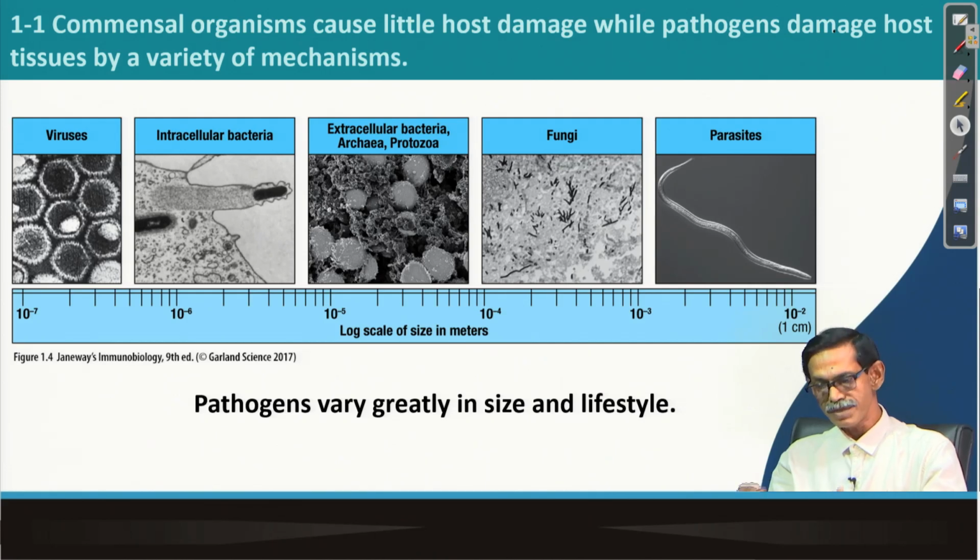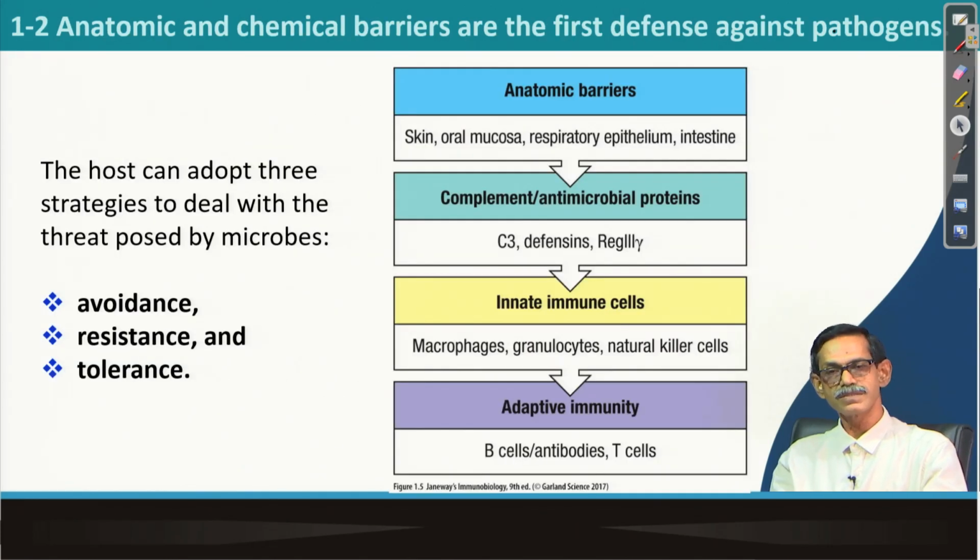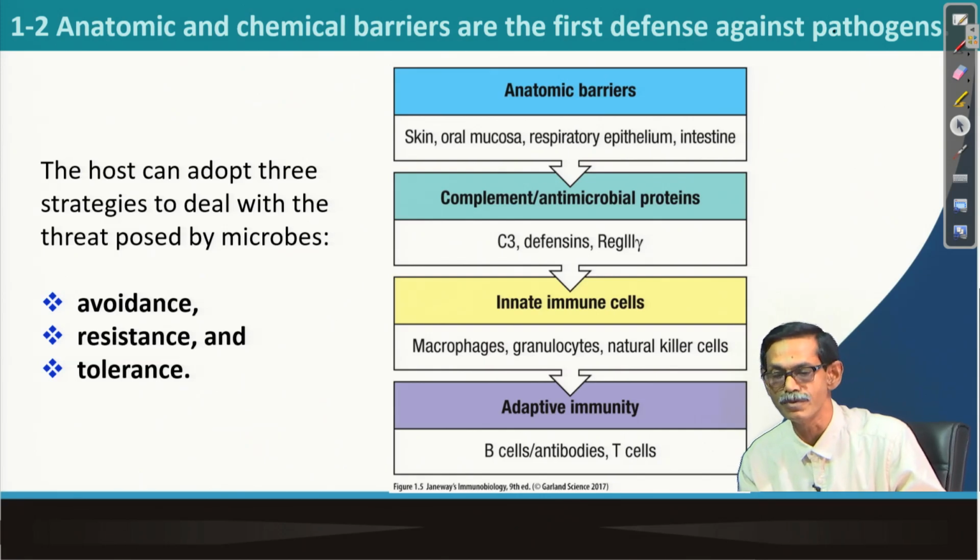So, after seeing them, the body immediately tries to kill them. How? What are the components of innate immunity? First is the anatomic barriers. When anything comes, the host can normally adopt three strategies to deal with the threat posed by microbes. One, avoidance. Make some mechanism so you can avoid these microbes. Or resistance, so that they cannot grow or do harm. Or tolerance, that means allow them to grow or tolerate them. Tolerance is normally not the way of protection, but sometimes our body does it.